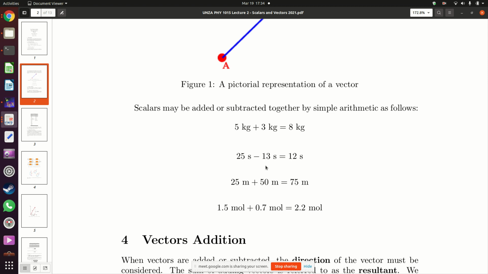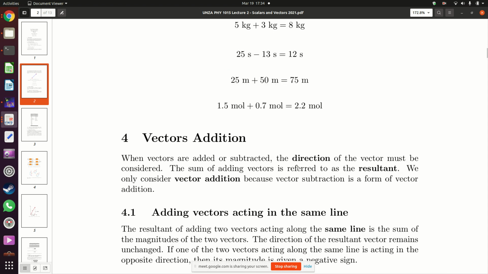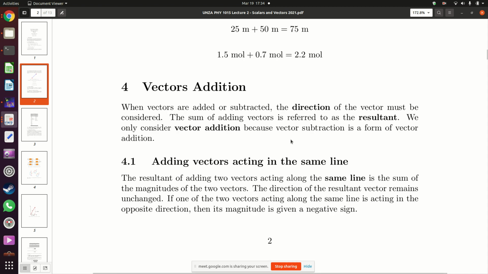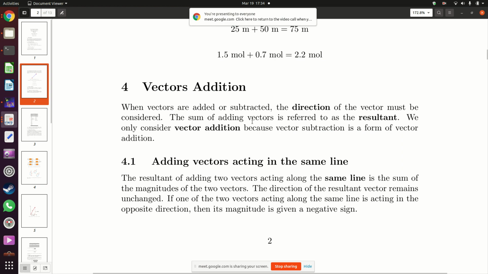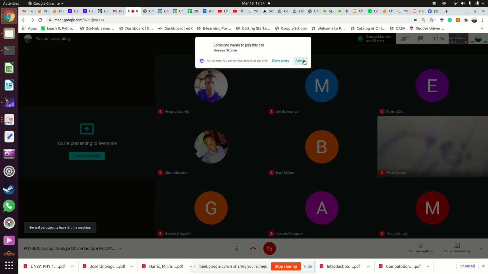The new thing which most likely you do not know how to do is how to add vectors, and that's where we are going to focus the rest of our attention for this lecture and the ones for next week. The first thing you're supposed to be aware of is that when you want to add vectors and when you want to subtract vectors, you cannot afford to ignore the direction, because the direction is very, very important. As much as the size is important, the direction is also very, very, very important. So you can't ignore the direction.